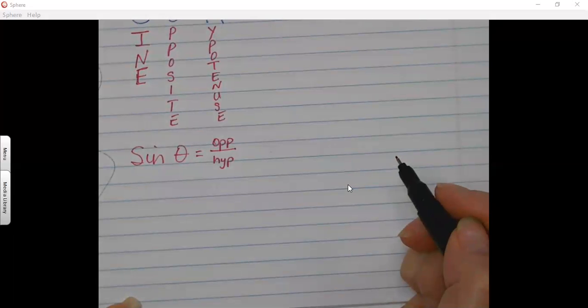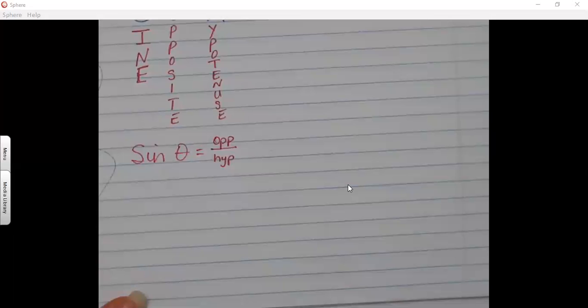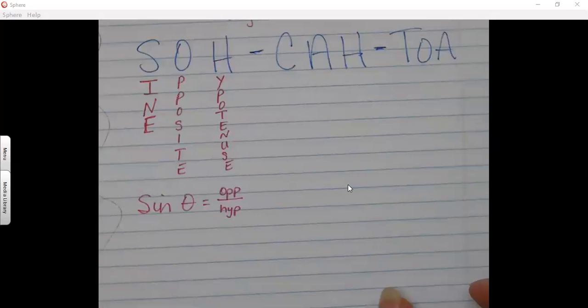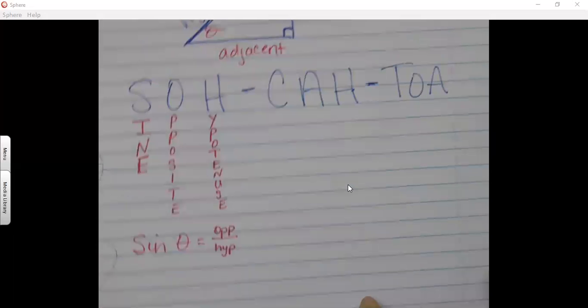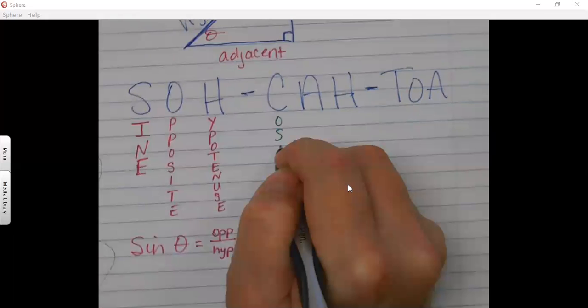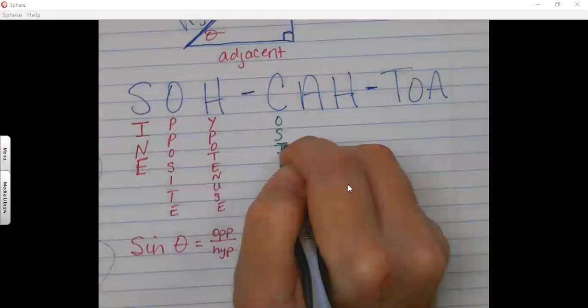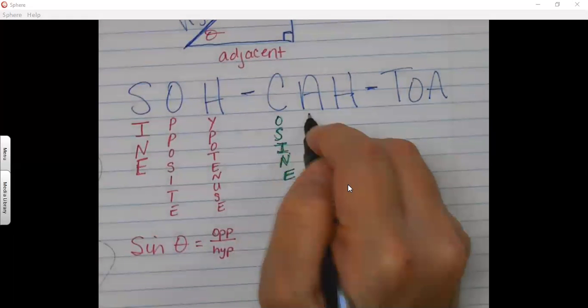Let's move on to C-A-H. What do you think the C stands for? Cosine, so that's C-O-S-I-N-E. And what is the A? Adjacent. And the H, hypotenuse.